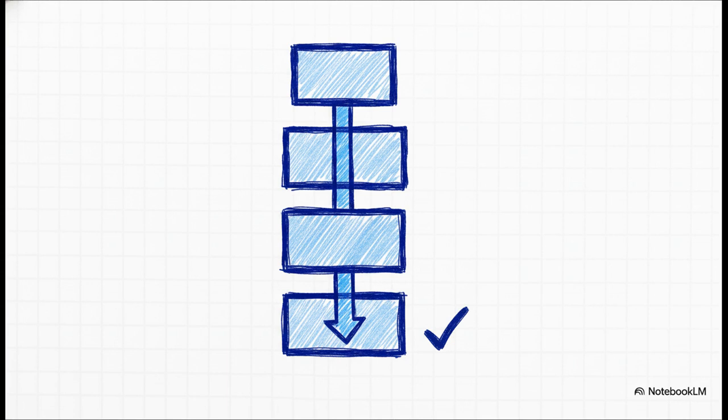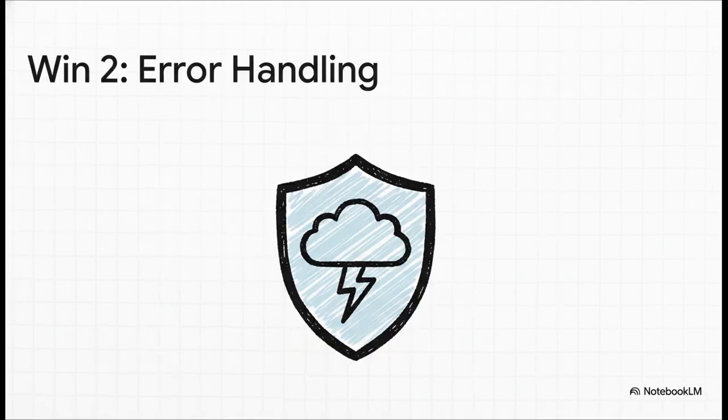First up, linear flow. Look, your brain is wired to read things top to bottom, like a book. With async/await, your code finally follows that same natural flow. This makes it so much easier to understand at a glance and way easier to come back to and maintain 6 months from now.